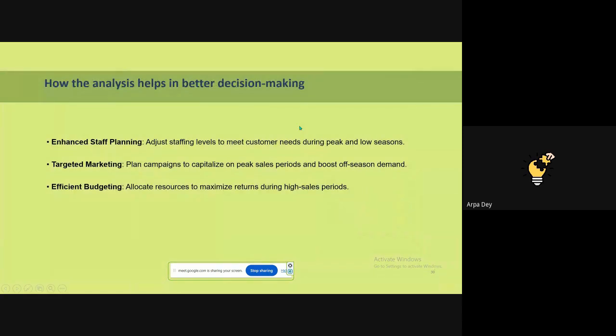So this analysis helps us in better decision making. It helps us to capitalize and target our marketing based on the seasons. As we all know, Ramadan is coming, so we can take accurate action on that so that we can get the most out of this season. And we can also optimize our budget by maximizing our high sales periods.